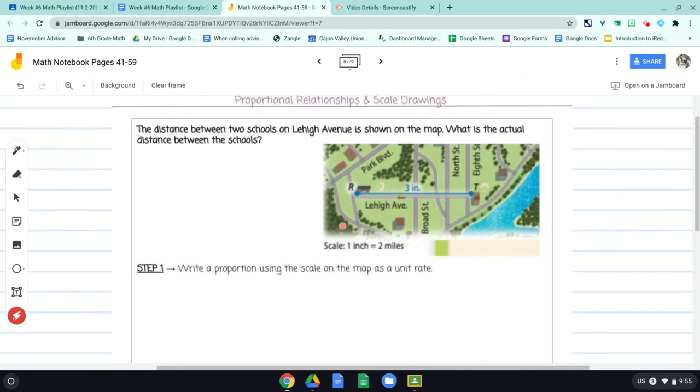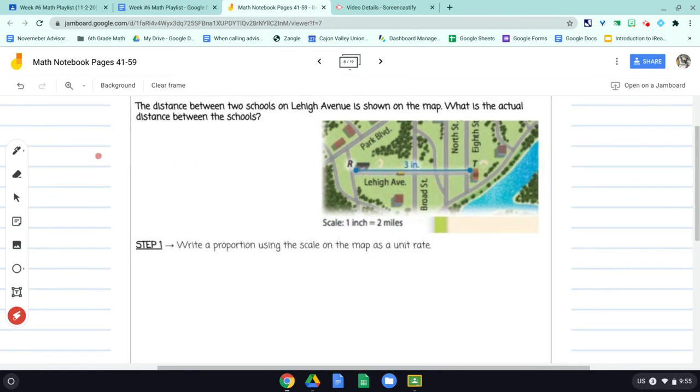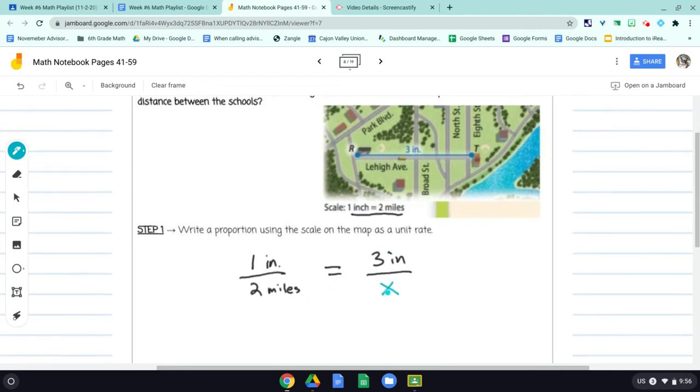Okay, so let's write a proportion that uses the scale on the map as a unit rate. So I'm going to start off with the scale that we have here. 1 inch equals 2 miles. So I'm going to put here 1 inch is 2 miles. Okay. Now, how many inches is one school from the other in our map? Well, school R is 3 inches from school T on the map. So how many miles is that going to be? Well, I'm going to put 3 inches here. And then below that, the second number of our ratio is going to be our variable. So 1 inch equals 2 miles. Well, 3 inches equals how many miles then?